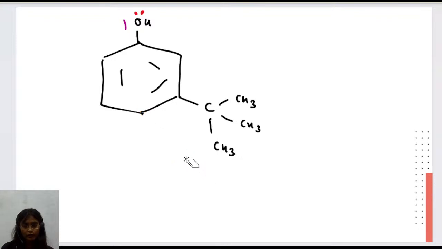Okay, so now between the three conditions, let me write the numbering so that you can get my point. Let's suppose this is position number one, this is position number two, and this is position number three. According to you, which one is the suitable position for the attack of the electrophile?